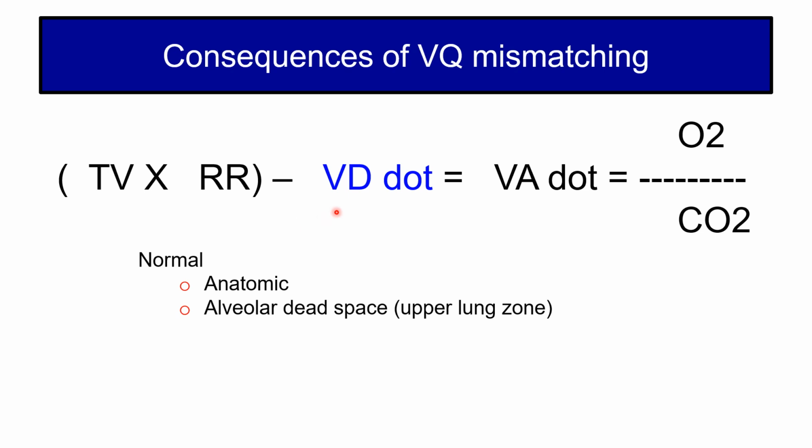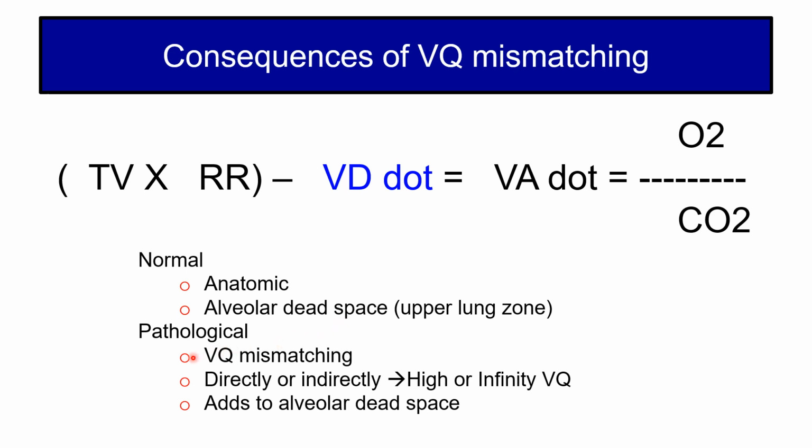Under normal conditions, our physiologic dead space ventilation is due to the ventilation of our anatomic dead space and our alveolar dead space, which are located in the upper lung zone. Now, a pathological condition may occur which can give rise to V/Q mismatching, producing a high V/Q or a V/Q of infinity, and therefore it adds to alveolar dead space. And therefore, during V/Q mismatching, our physiologic dead space ventilation increases, and consequently, our alveolar ventilation decreases, which will lead to hypoxemia and hypercapnia.